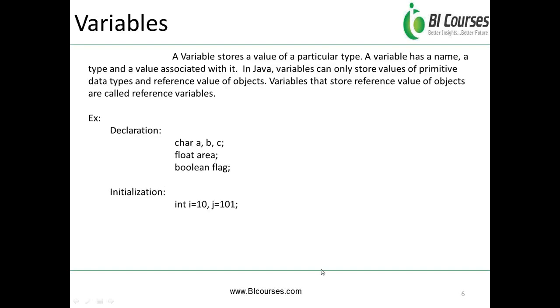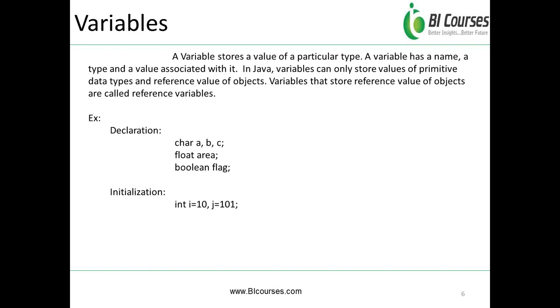Next, variables. What does it mean by variable? A variable stores a value of a particular type. A variable has a name, type, and value associated with it. In Java, variables can only store values of primitive data types and a reference value of objects. What does it mean by reference?